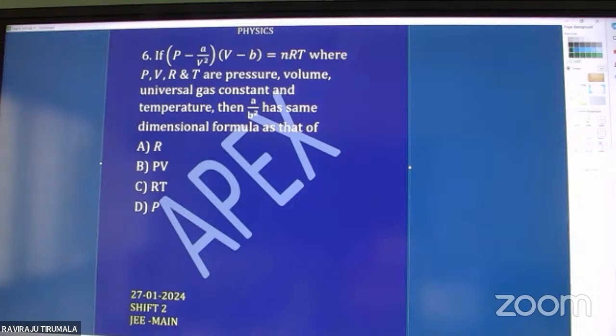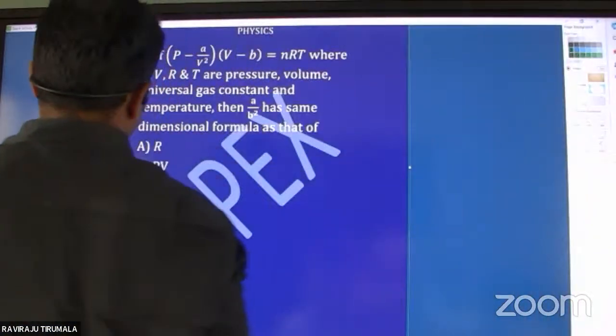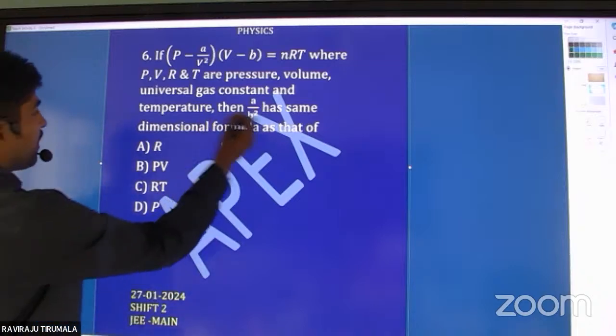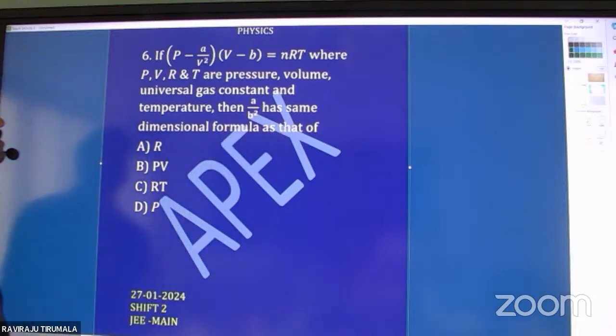D is the correct answer. I will see that. What is given? P minus A by V square into V minus B equal to nRT. Some van der Waals equation is given. Now the question is based on, I think, dimensional formulae. So they're asking A by B square has dimensions.